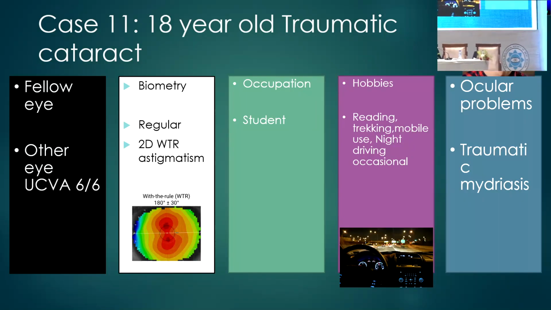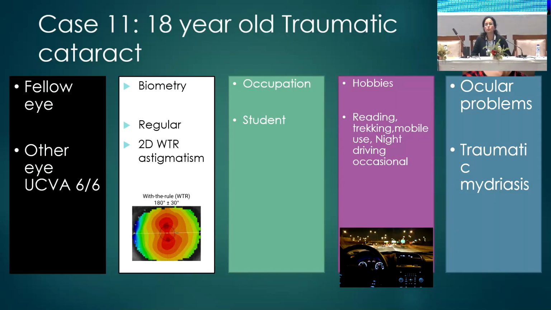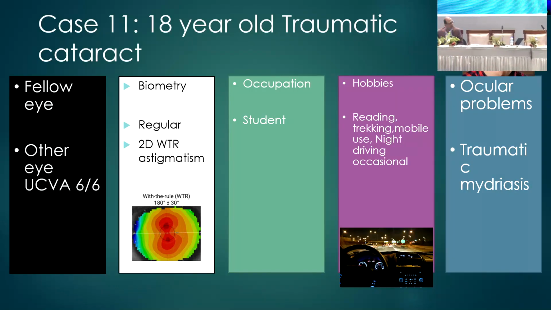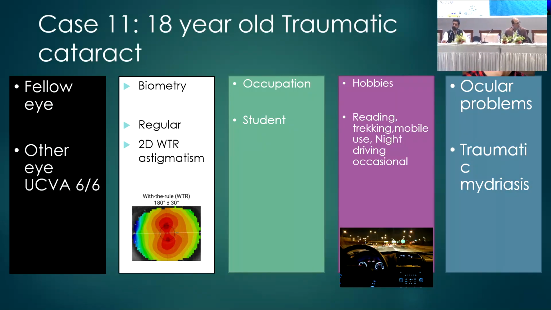Patient with unilateral cataract, the other eye is 6/6, Nitin. So it's a similar thing as compared to before, but here the patient is very young. That's the difference. And we see a lot of these patients who are ready to spend. They say that you choose the best for my child. Again, traumatic mydriasis is another issue.